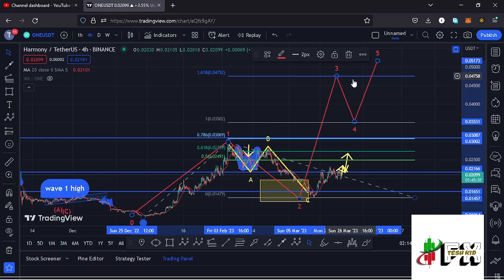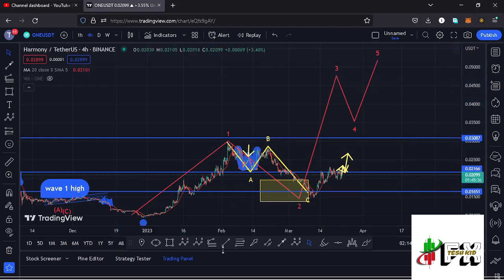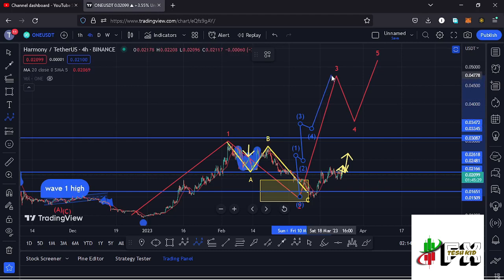And that is the minimum that we can expect Harmony 1 to do in the formation of that wave 3. And in the formation of that wave 3, which is an impulsive wave, I'm also expecting to see a 5-wave structure in formation within the formation of that wave 3, having the wave 5 fully maximizing our target areas and also giving us the high for that wave 3 to the upper side.